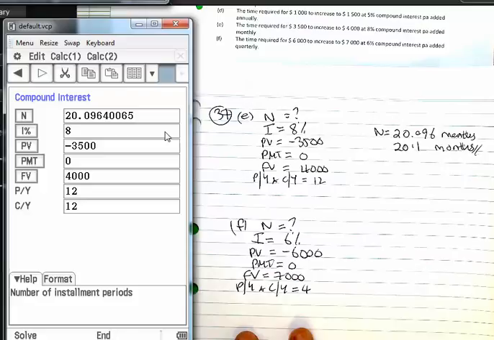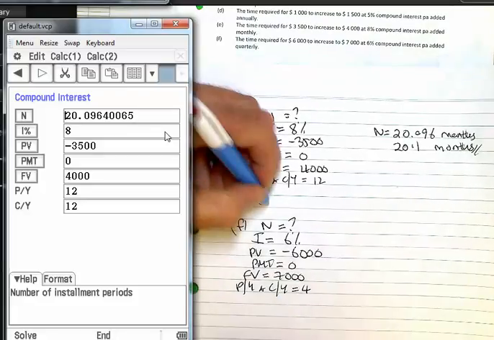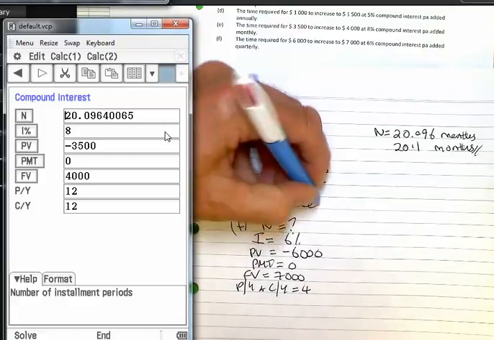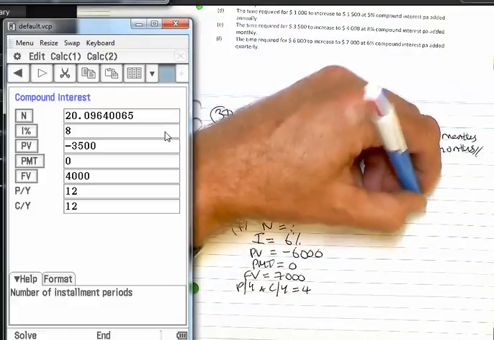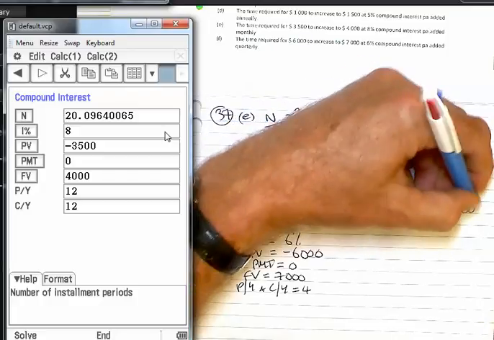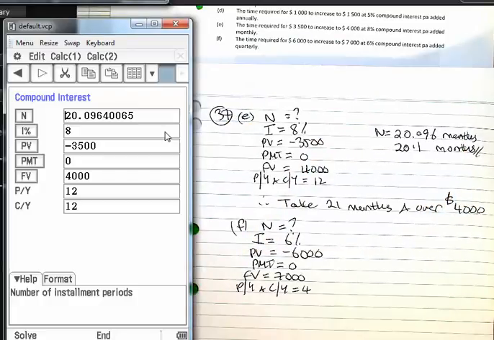Now please notice that you can't get your money out after 20.0 months, so what will happen, it's actually going to take 21 months and over $4,000. In a very similar way, setting F up, I'll work it through. Very easy to overtype on these.